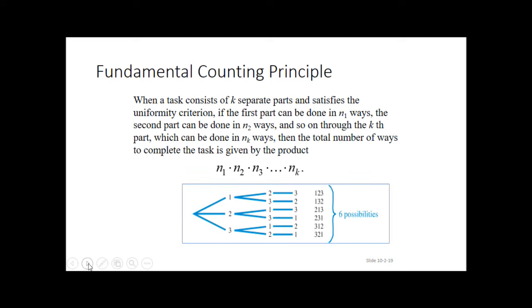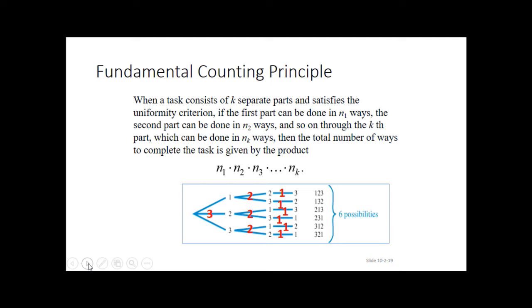So for example, in this uniform diagram that we saw in the previous slide, notice that there were 3 ways to choose the first digit, there were 2 ways to choose the second digit, and then only 1 way to choose the third digit once the first 2 were chosen. Again, because repetition wasn't allowed. But in any case, it's uniform.